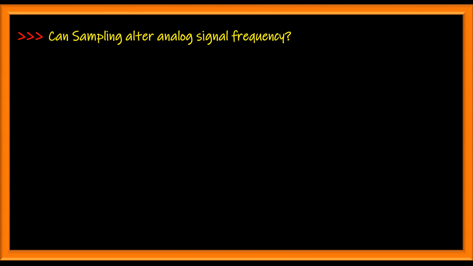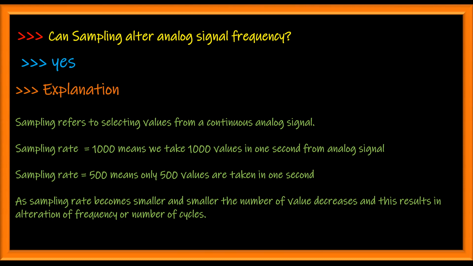Can sampling alter analog signal frequency? Yes. Sampling can alter your analog signal frequency when the sampling rate, which refers to the number of values in 1 second, is reduced to a significantly small number. As the sampling rate goes down or gets smaller, your signal frequency changes variably.